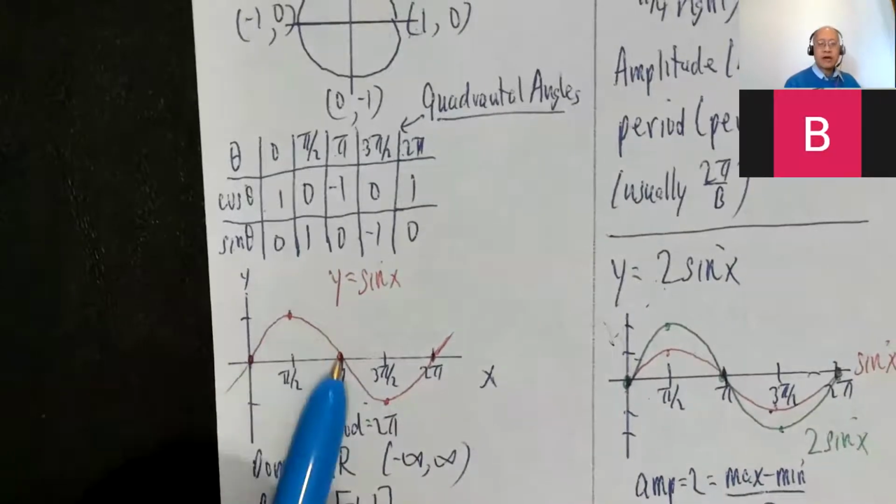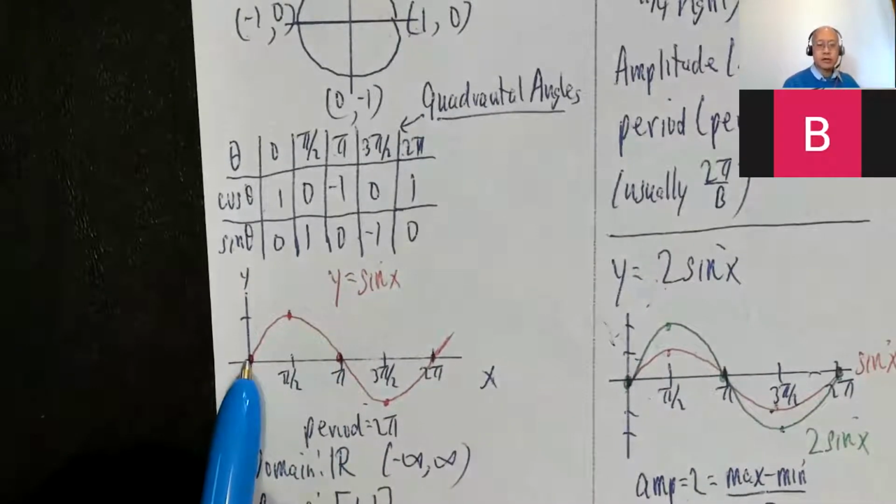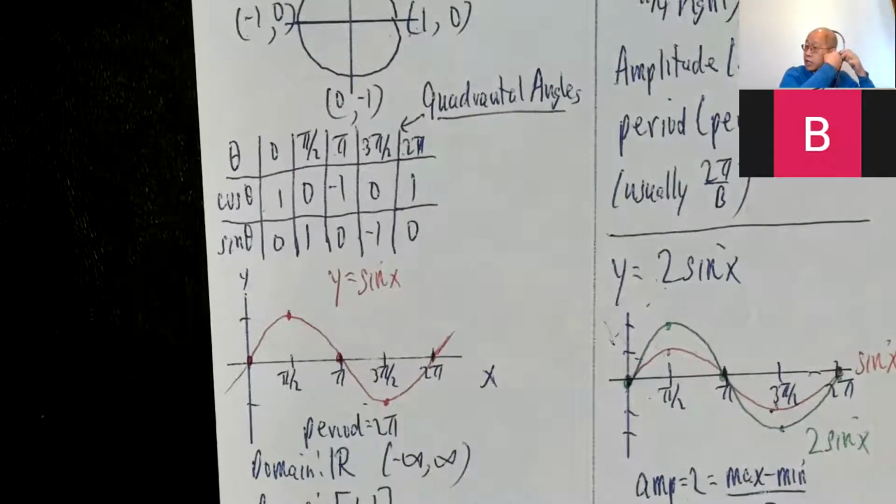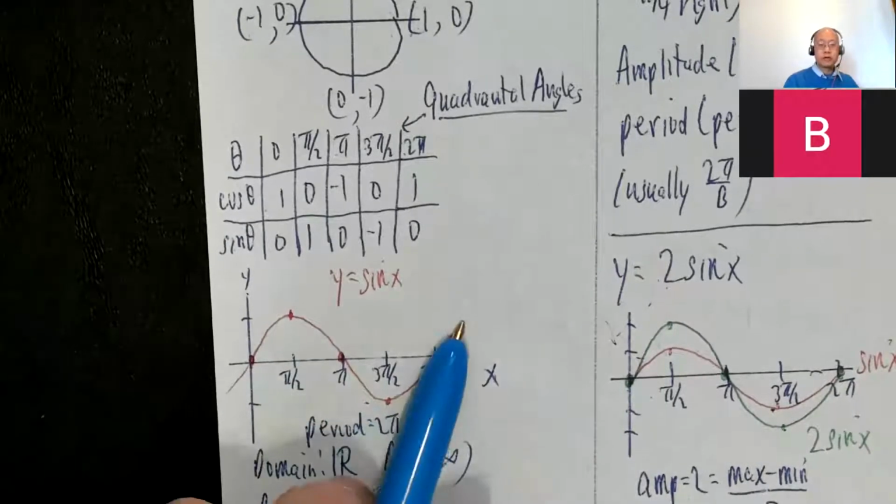By the way, even though I have these points, don't draw it just in a straight line. Don't go straight there, straight there, straight there. How do you know it doesn't do that? Well, if you were to plot other angles, like pi over 6 and pi over 4 and pi over 3 and so on, you would see it curve more like so.